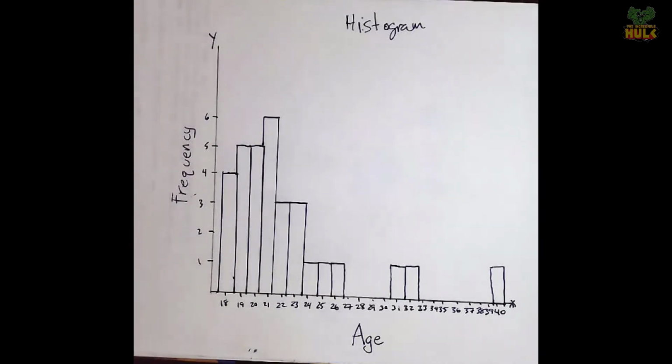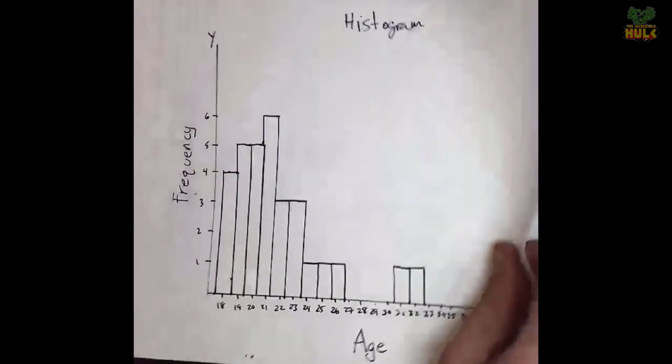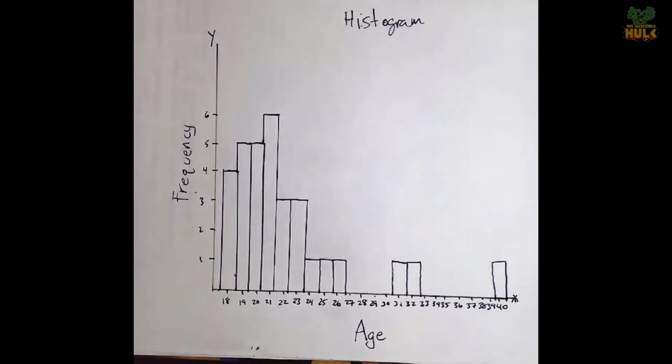Easy peasy. All right, now let's look and see how you would do a frequency polygon. All right, so it's basically the same thing. So let's start with our axes here. I'll make it a little bit wider so I have more space.